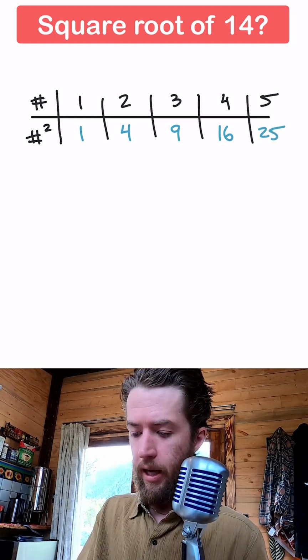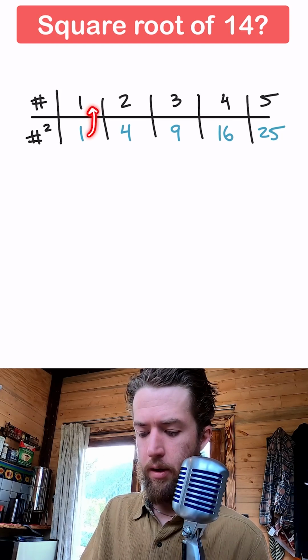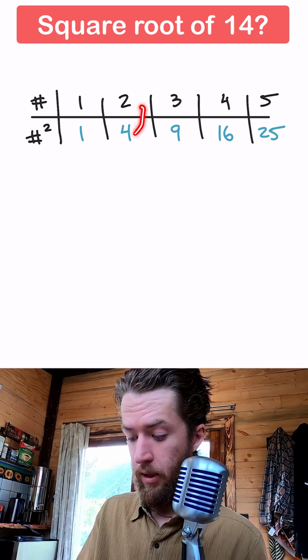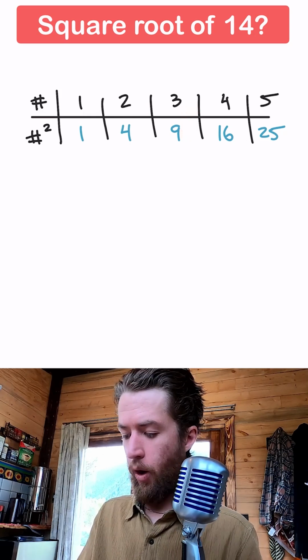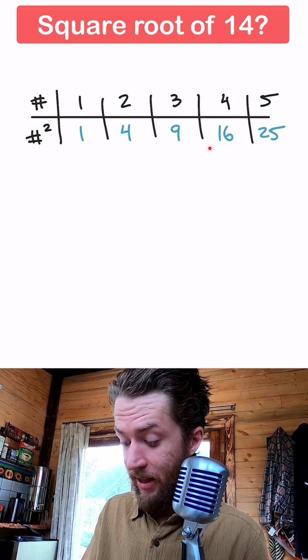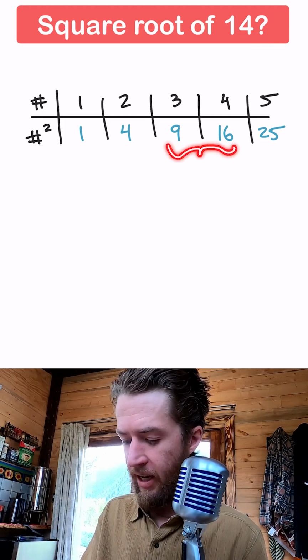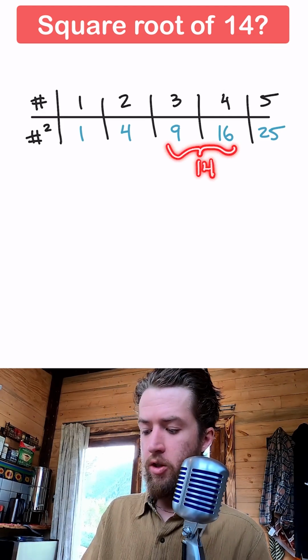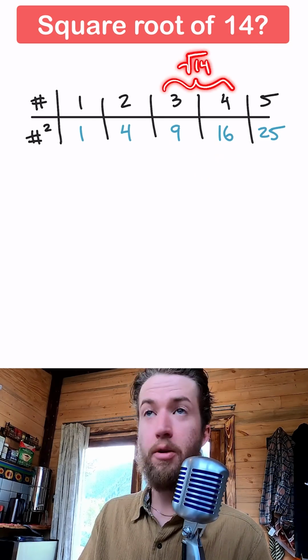All right, and this goes in the opposite direction. The square root of 1 is 1, the square root of 4 is 2, the square root of 9 is 3, the square root of 14 is just a little bit less than the square root of 16. So 14 is hiding in between these two numbers. So the square root of 14 is hiding between these two numbers, 3 and 4.